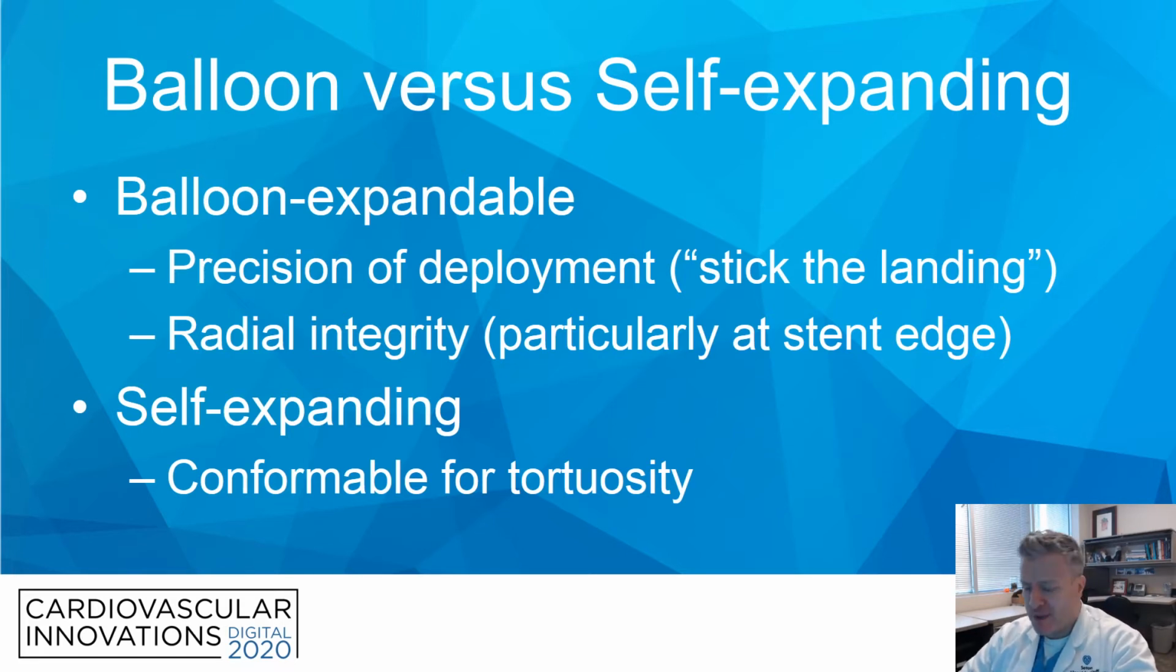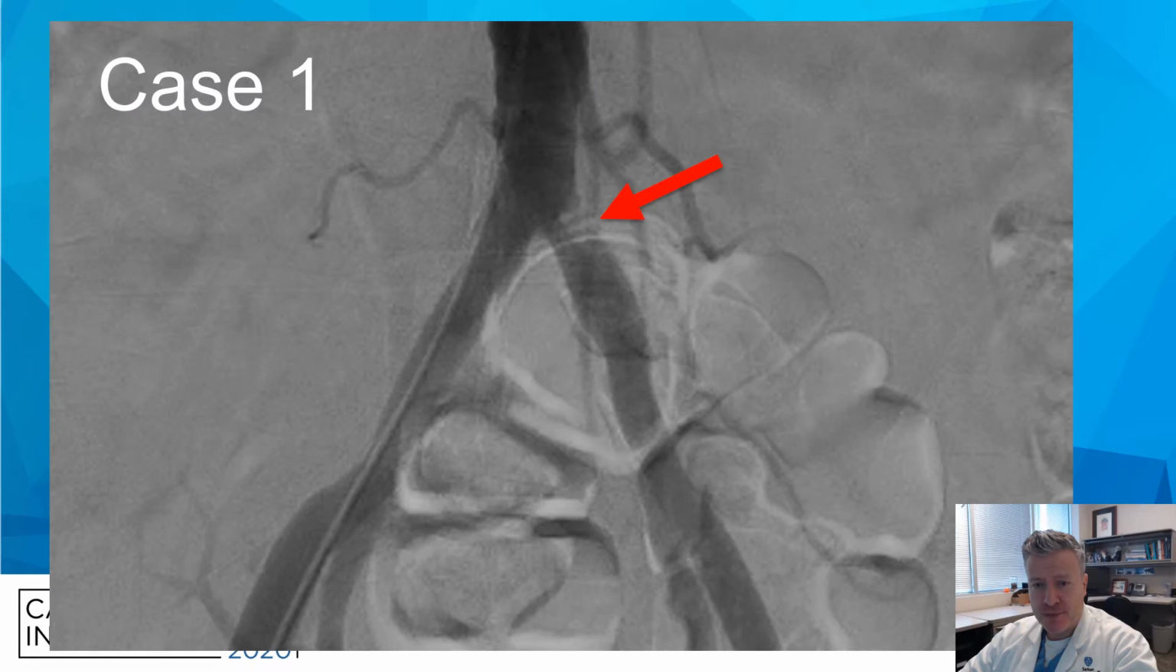So balloon expandable stents have certain benefits, including precision of deployment, allowing for, quote-unquote, sticking the landing. Also the radial force integrity, particularly at the stent edge with balloon expandable stents. Self-expanding stents have their own strengths, including how conformable these stents are for severe tortuosity within iliac vessels. We'll try to use cases to identify some of these strengths.